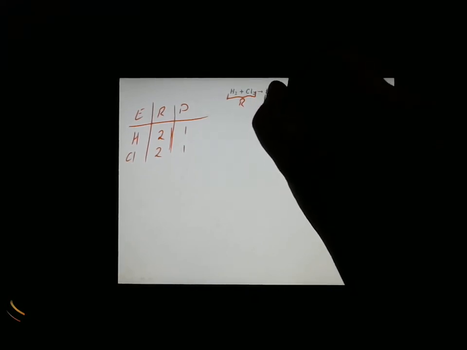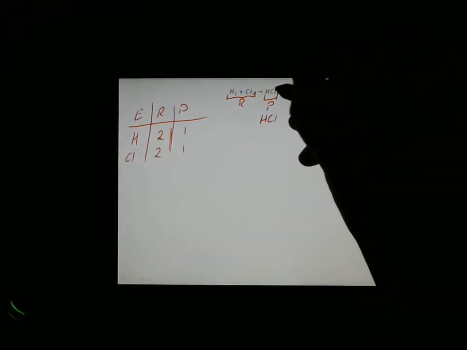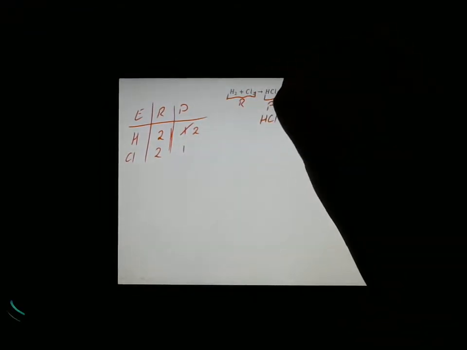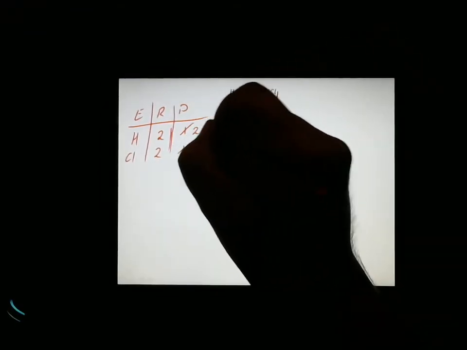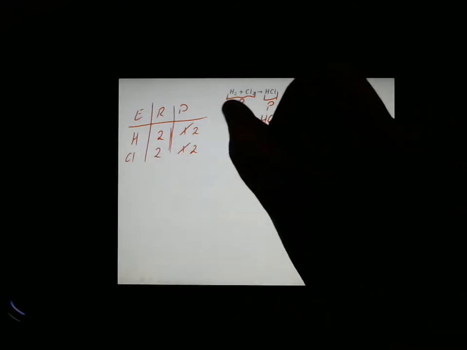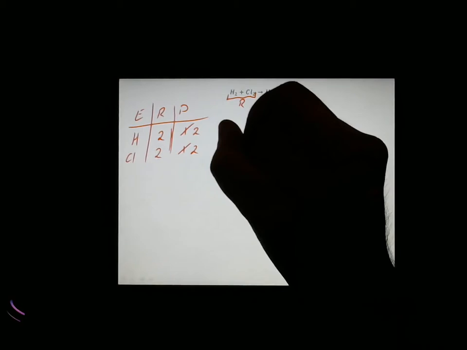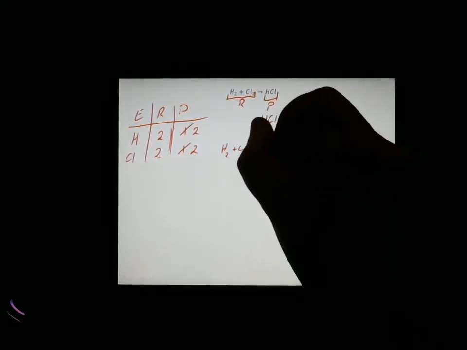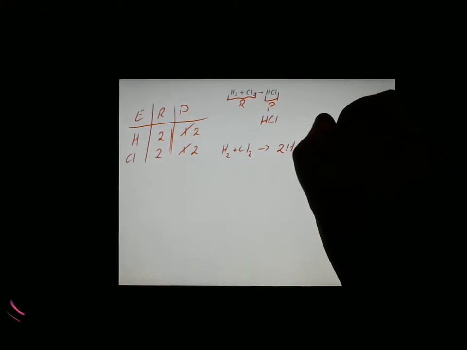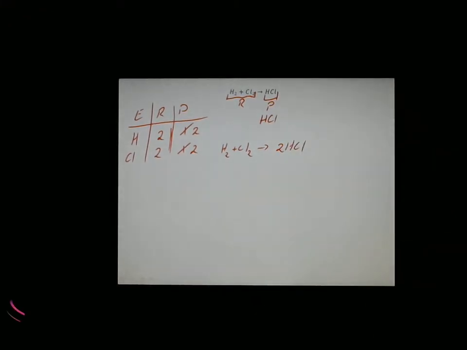I just need to go, well, let's go HCl, and now let's recount. I've got 2 H's, so that's now a 2. I've got 2 chlorines, so that's now a 2. And now I can see that I'm balanced. So my net result is, well, I've got H2 plus Cl2 gives 2 HCl.